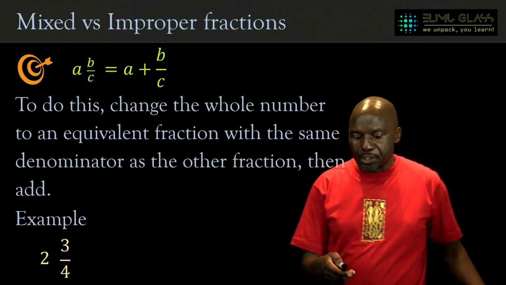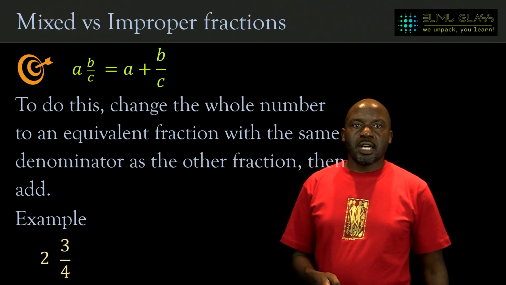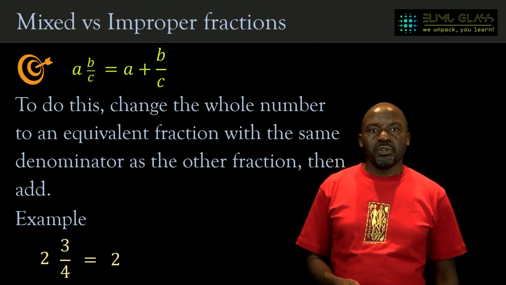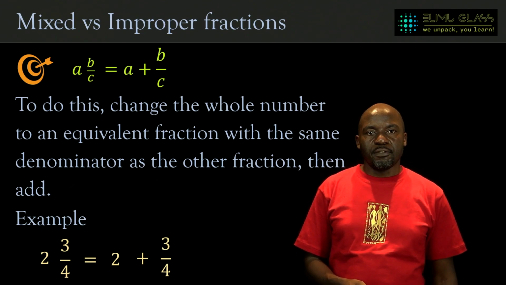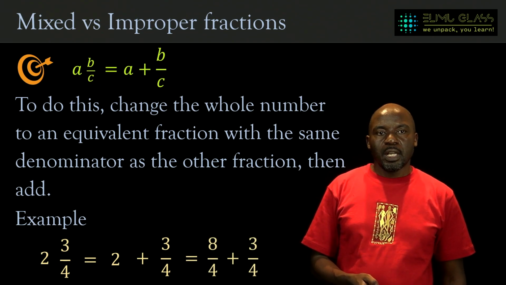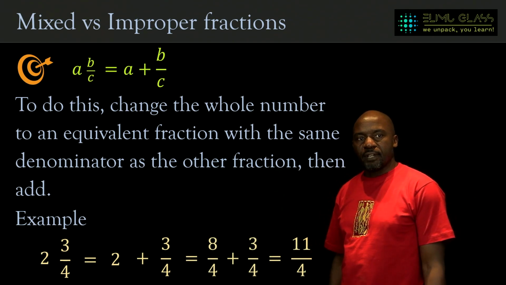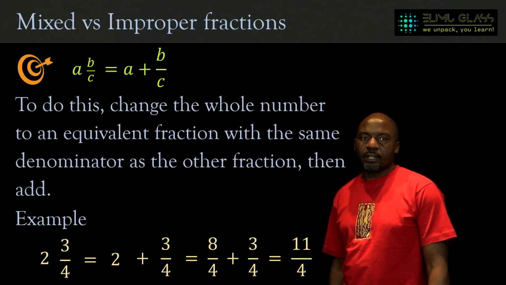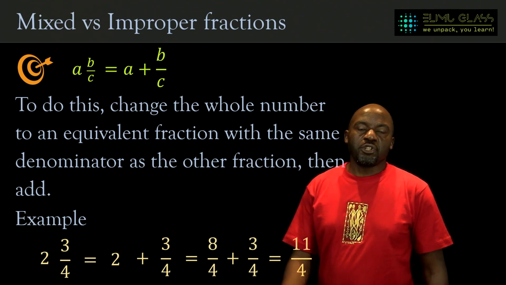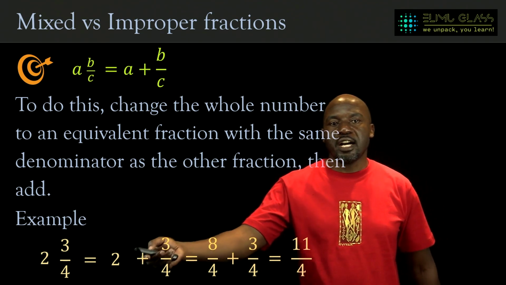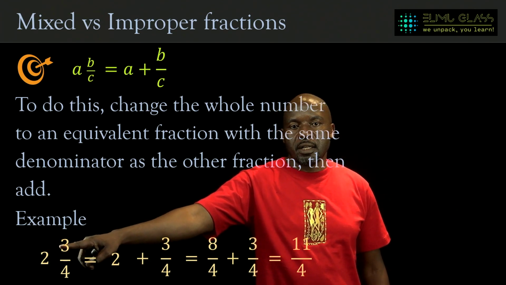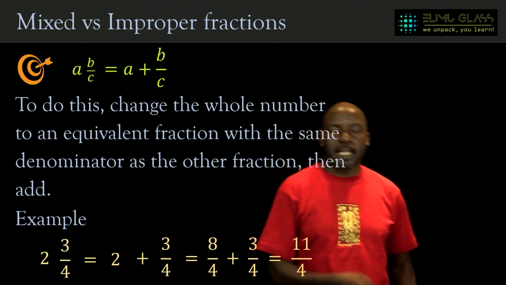But let's see a cleaner version of it. So 2 and 3 over 4 can be expressed as 2 plus 3 over 4, but the 2 can be expressed as 8 over 4. And so when we add that, we get 11 over 4, like that. Okay? We should be able to find this without really having to do this by just saying 4 times 2, which is 8, plus 3, which is 11, 11 over 4, like that. Okay?